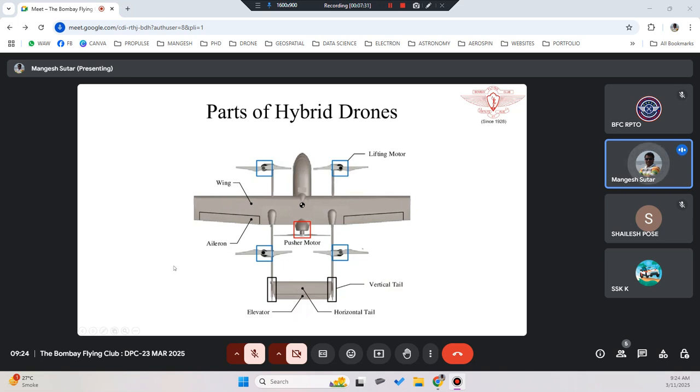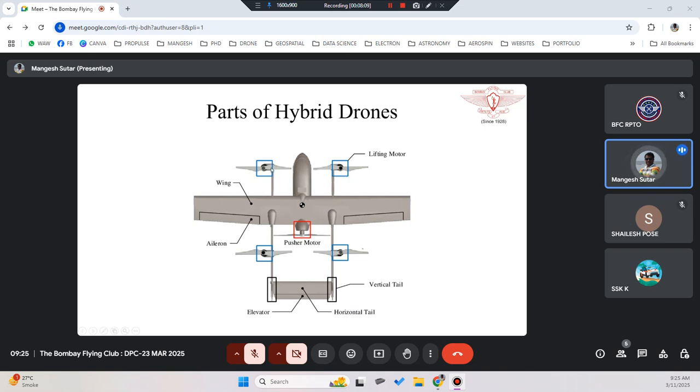Now let's see what the parts are. As we said, a hybrid drone is similar to your aeroplane, but it has an additional feature where four propellers, with respect to the rotorcraft, are also attached to the body. If you remove these four propellers, it is an aeroplane only. But then it requires a landing gear, probably wheels, so that it can run on the runway and take off. To avoid the runway, they have attached four propellers so that from a particular location it can simply take off vertically.